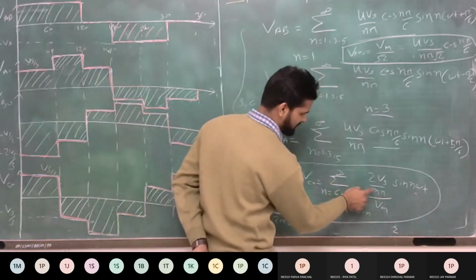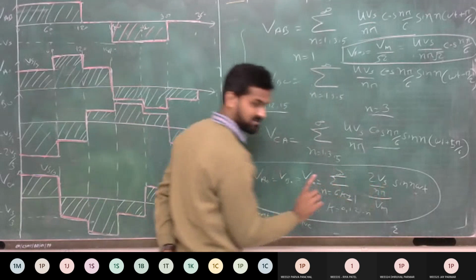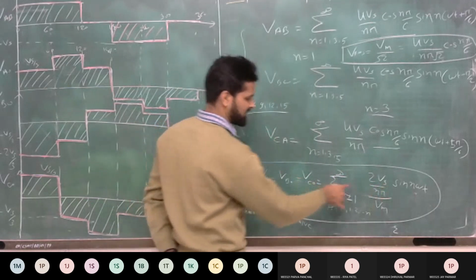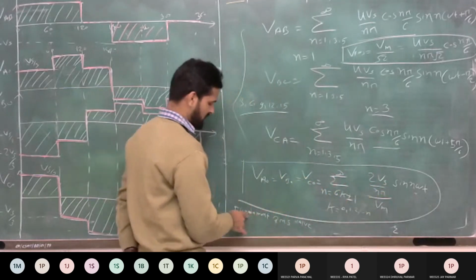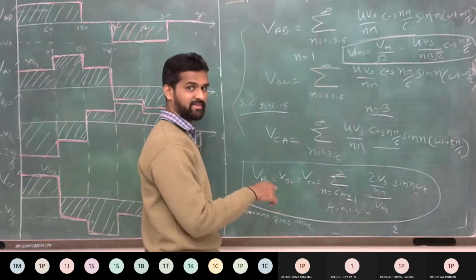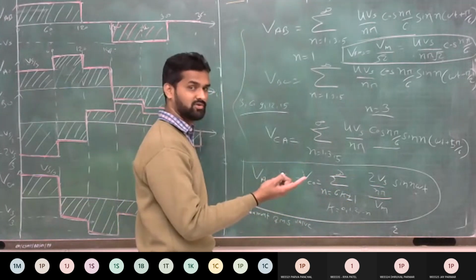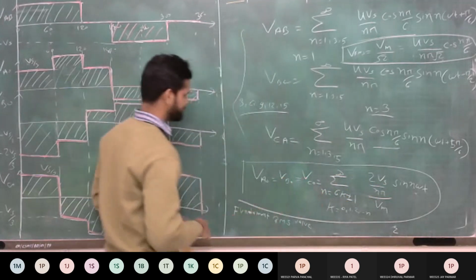Clear? So peak value of fundamental component is what? 2 Vs by pi, n is equal to 1. So peak value is 2 Vs by pi. Now we require RMS value. So RMS value is what? Peak divided by root 2. So the answer is what?